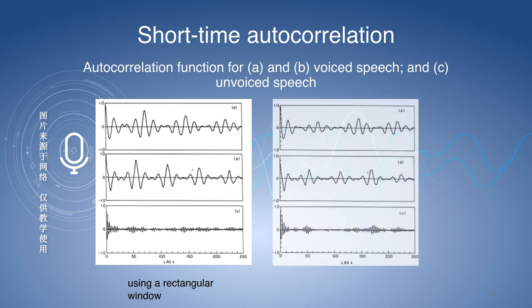Figures A and B are the results for voiced speech, and C for unvoiced speech. Autocorrelation peaks occur at k equals 72 and 144. Thus, the fundamental frequency is 140 Hz. The values at pitch cycles are smaller than that at 0, since windowed speech is not perfectly periodic.